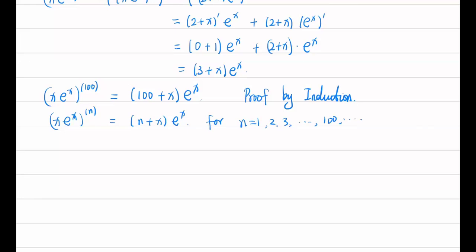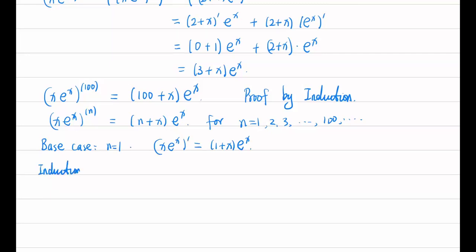Okay, so let me refresh your memory. In a proof by induction, we first have the base case. The base case, in this case, is n equals 1. x e to the x, derivative 1 plus x e to the x. This is just the product rule. Very easy, we have done it. Then the next step is the induction step.